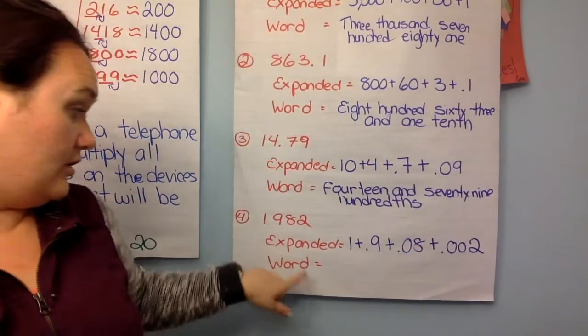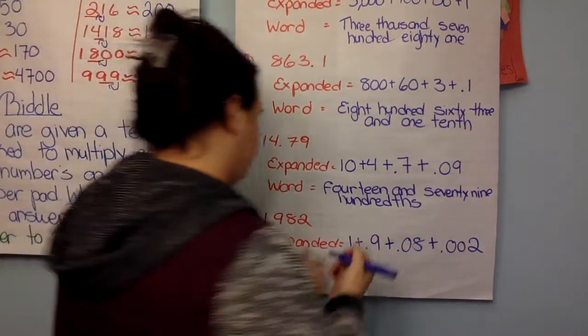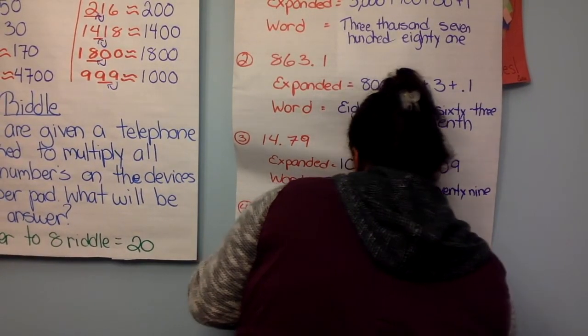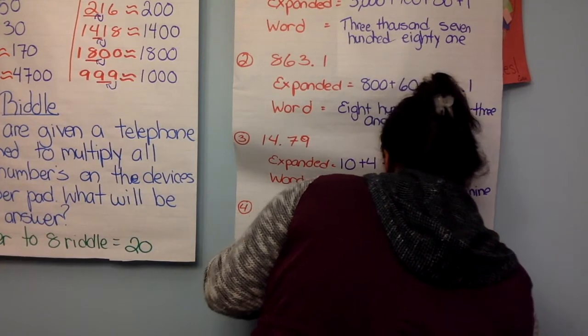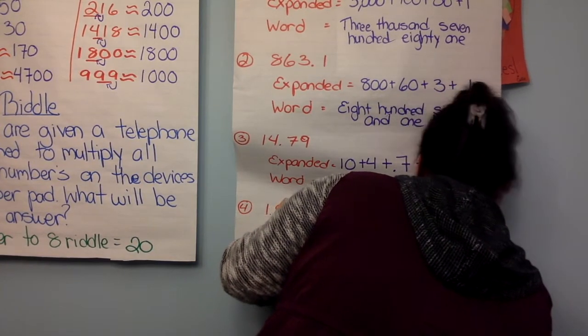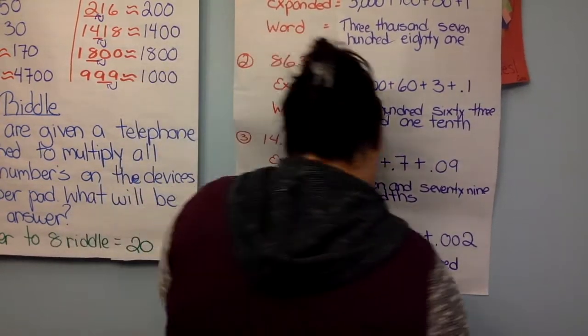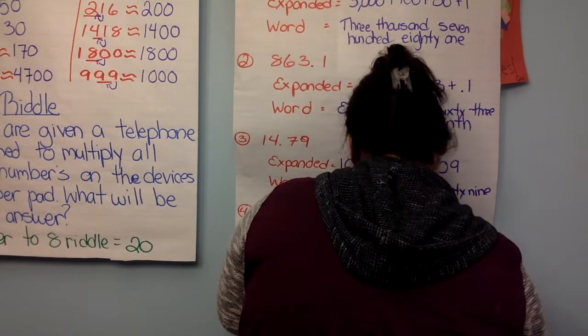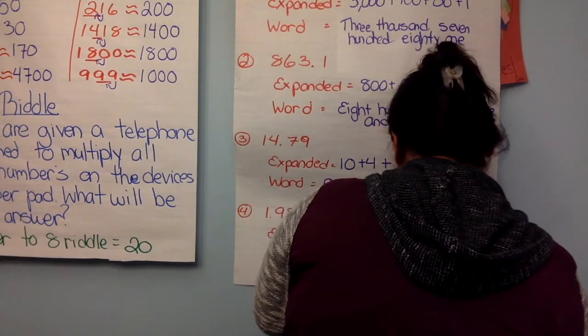Okay. So now we're going to write it out in word form. 1 and 982 thousandths.